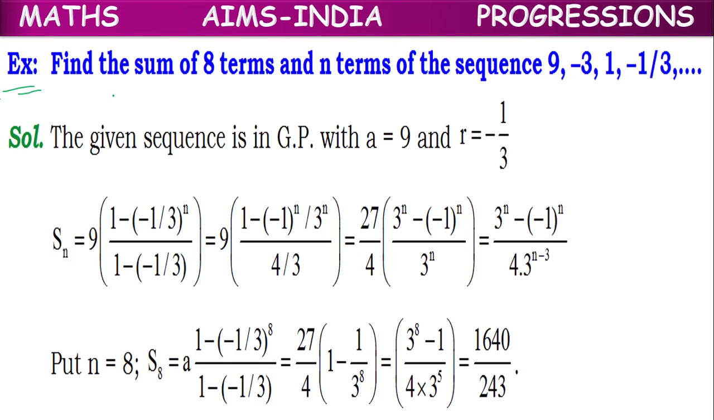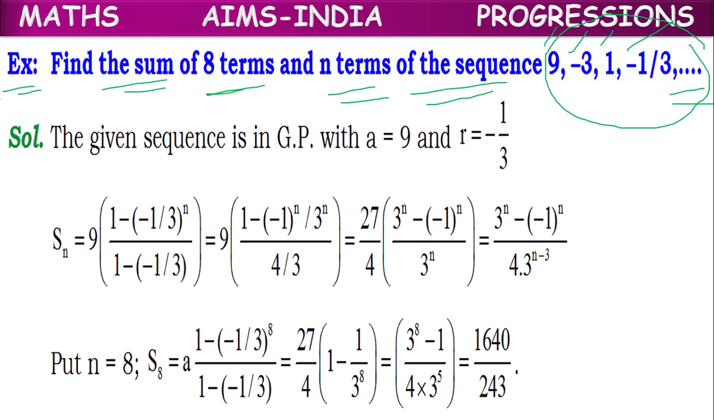Example problem. Find the sum of 8 terms and n terms of the sequence 9, -3, 1, -1/3 and so on. They have given a sequence here. We have to find the sum of 8 terms and the sum of n terms.